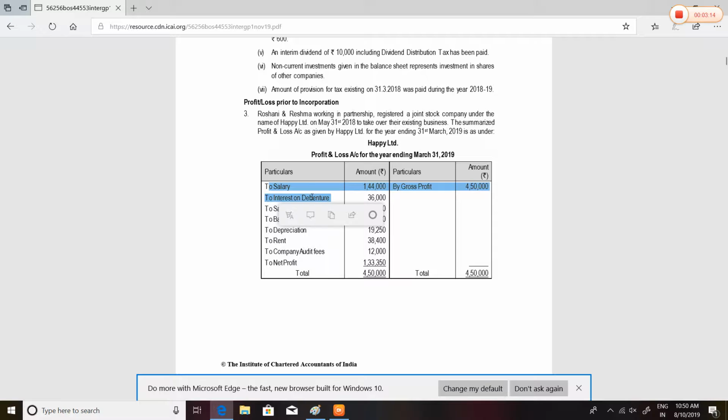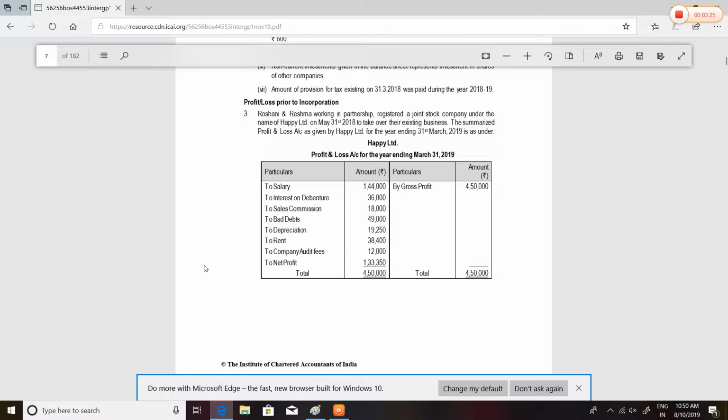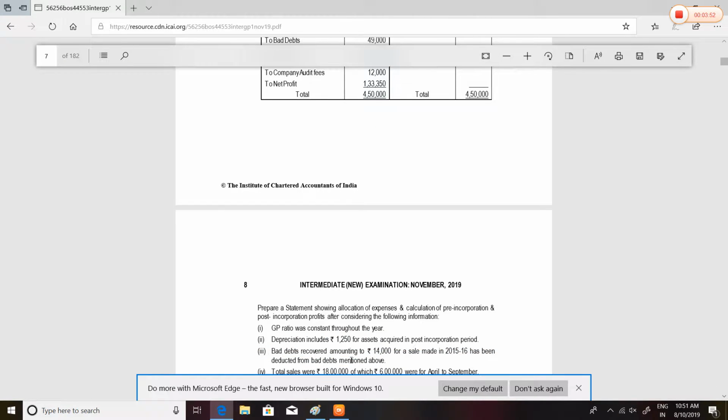Firstly, see, salary will be distributed in time ratio. Interest on debentures: debentures are issued by the company, so it will be allocated to post incorporation. Then next, sales commission. It is in the sales ratio as it is related to sales. Then bad debts. But there's an adjustment for bad debts, so we'll see it. Depreciation 19250, out of which 1250 is for post incorporation. That means 19250 minus 1250, that is 18,000, will be distributed in time ratio, and 1250 will go to post incorporation.